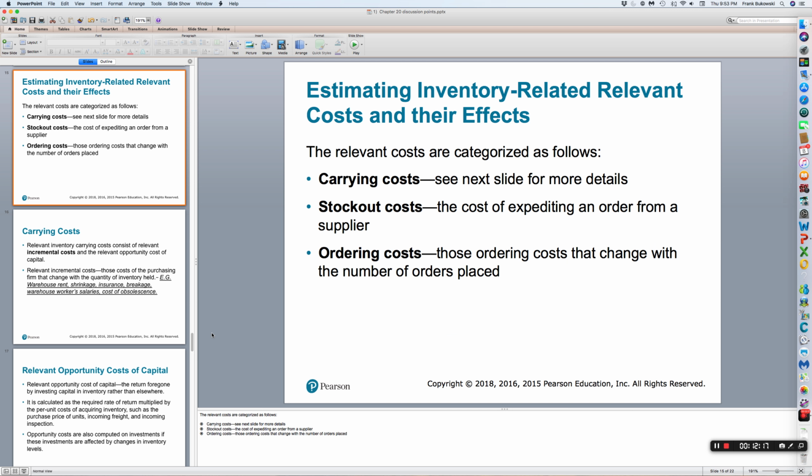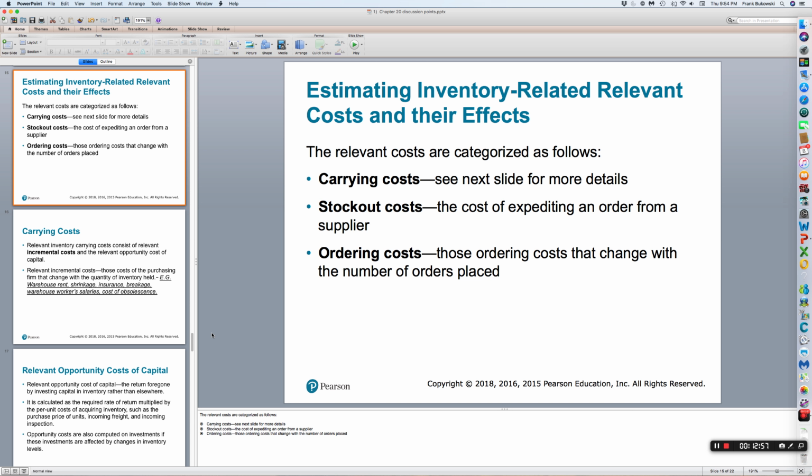Okay, when we estimate inventory-related relevant costs and their effects, we're going to look at three different costs. One will be carrying costs, which we'll talk about on the next slide. We look at stock out costs. This is when we have to expedite an order from a supplier, so it's a rush order, which will typically involve additional expenses such as getting the product shipped to us overnight. As you're probably familiar with FedEx, if you want to ship something overnight, it's going to cost more money than if you're willing to wait 2 or 3 days to have that good received by the other party.